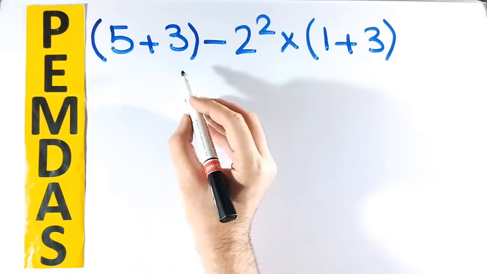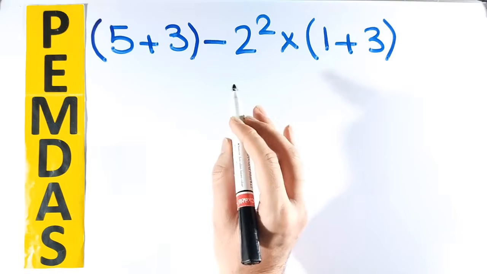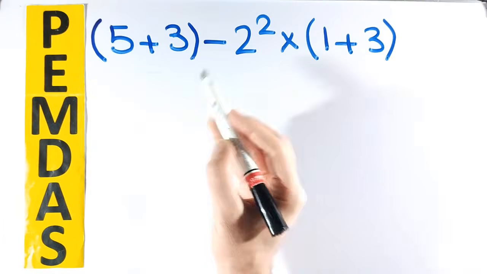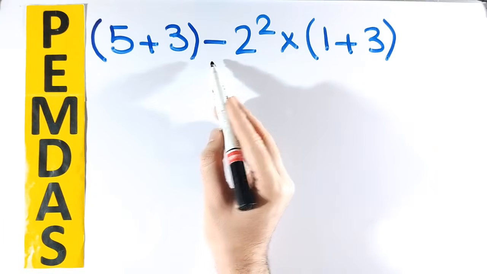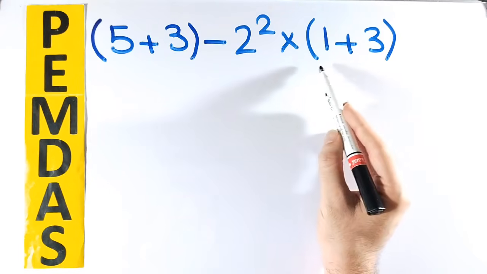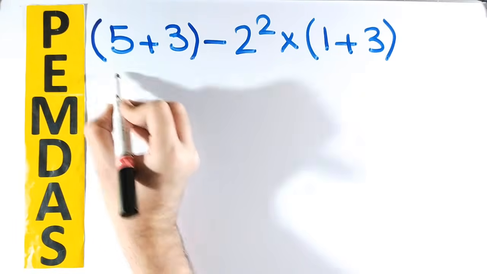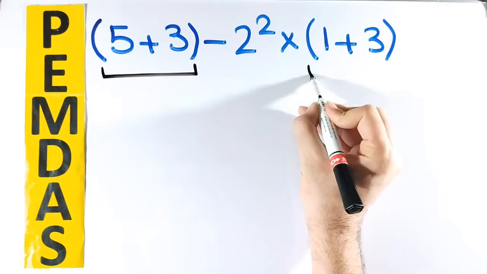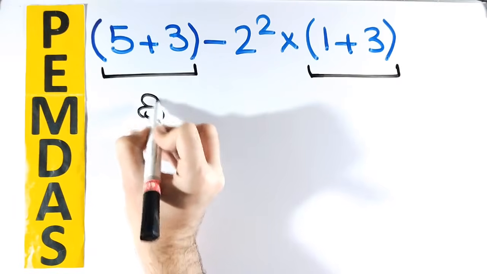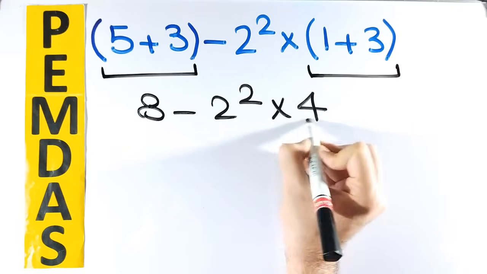To solve this question, we must follow a rule that is called PEMDAS. As you can see on the screen, in this expression, first we have parentheses, then a subtraction sign, followed by an exponent, then a multiplication, and finally another parenthesis. According to the PEMDAS rule, first we go for the expression inside both parentheses, and instead of this expression, we can write 8 minus 2 squared multiplied by 4.